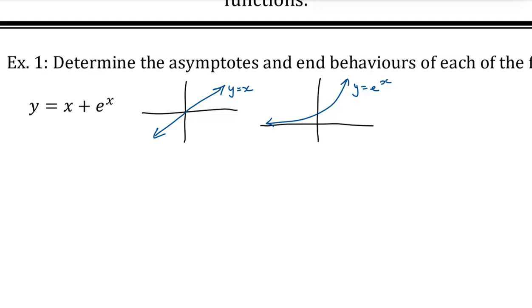We talked about domain a couple of days ago. The domain of y equals x is that x can be anything. The domain of e to the x is that x can be anything. So adding two numbers together will always give you a number. There is no reason to think that there's a place where this function doesn't exist. So this just has no vertical asymptote.